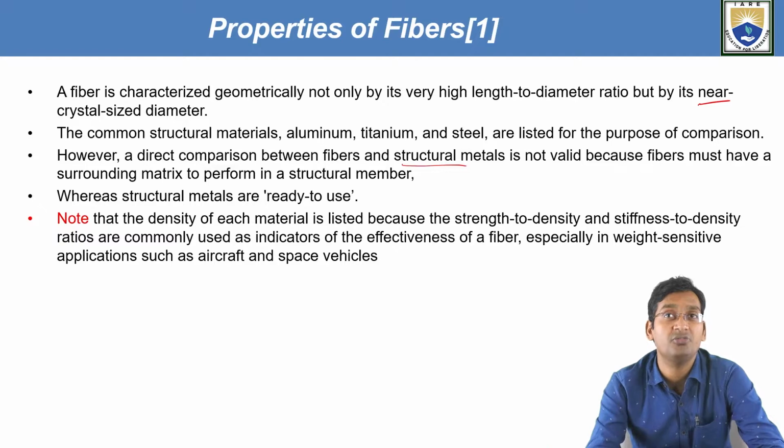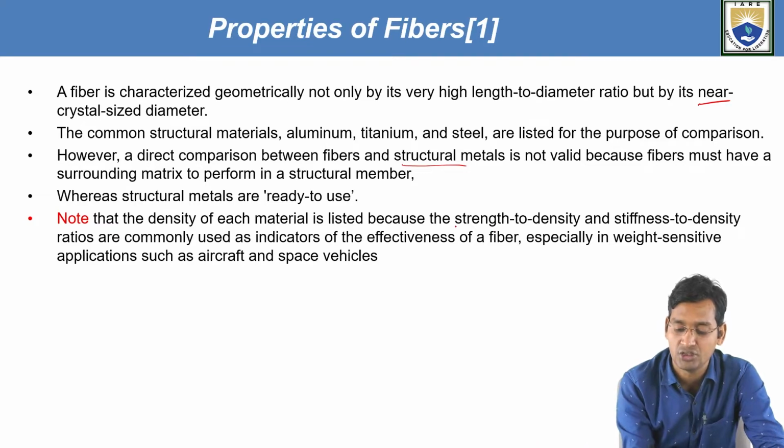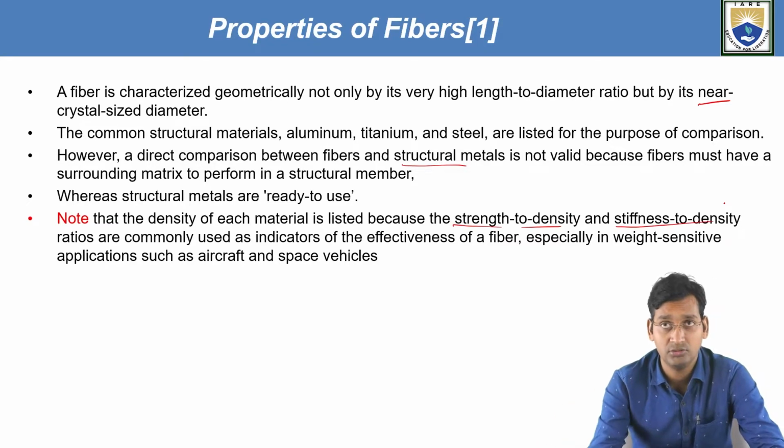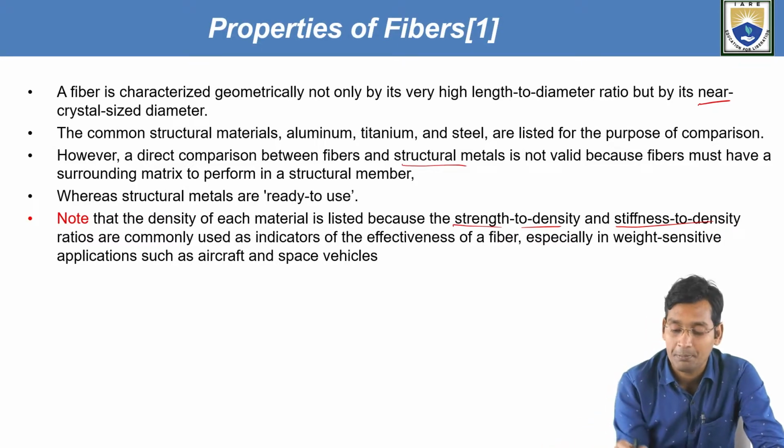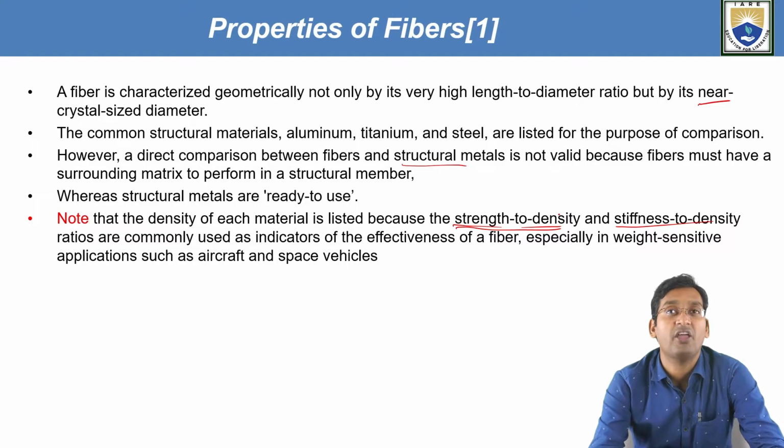Note that the density of each material is listed because the strength to density and the stiffness to density ratios, or simply the strength to weight ratio and stiffness to weight ratio, are commonly used as indicators of the effectiveness of a fiber. By these two we can say whether the fiber is effective or not, or how much it is effective. Strength to density ratio should be high, and stiffness to density ratio should be high, meaning it should have greater strength and greater stiffness.